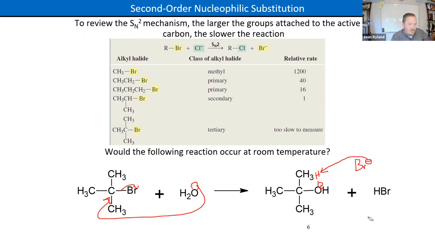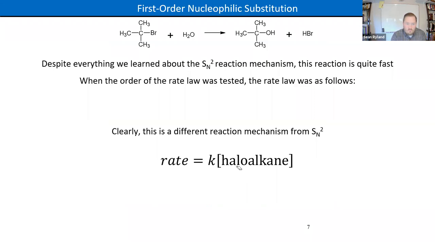And so that's an example of this right here. We don't even consider that proton transfer step to be part of the SN2 reaction, per se. The SN2 reaction is this first step. When we do this, though, we actually see this reaction happens really, really quickly, depending on the conditions. So that threw everybody for a loop.